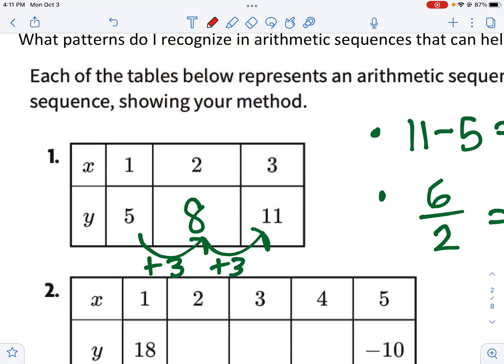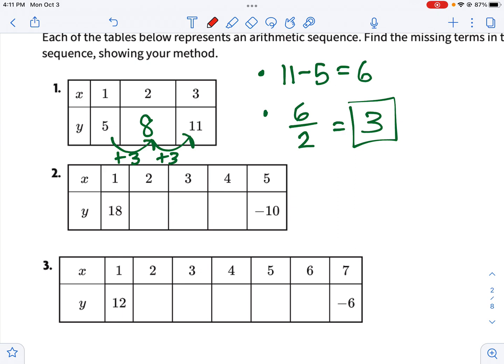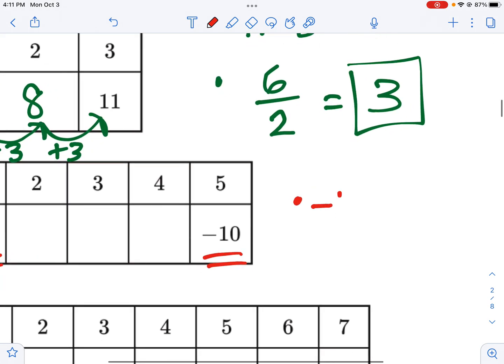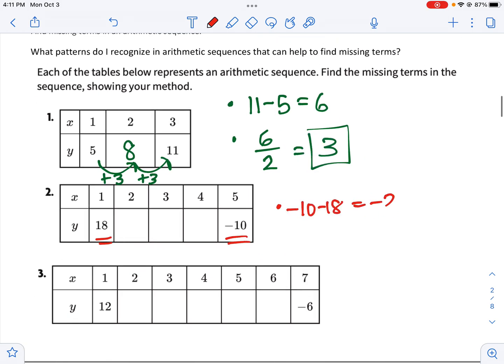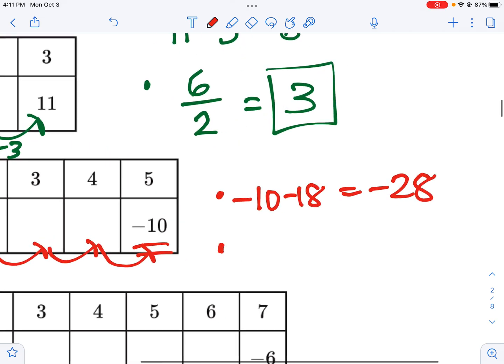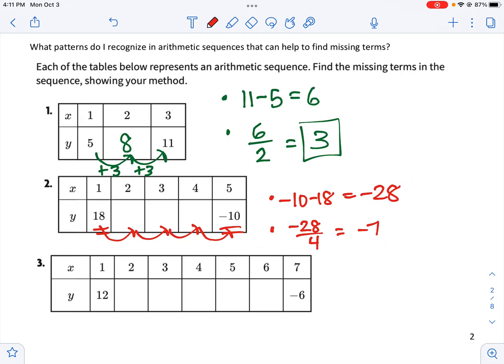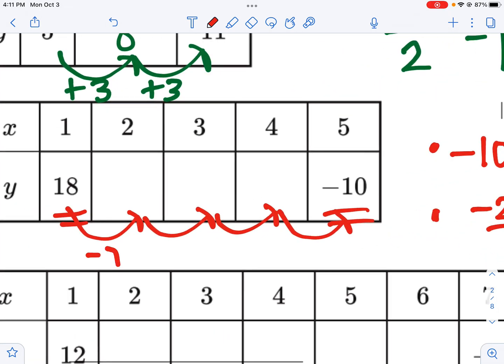So we can try that method again. First step, take our last number minus our first number to find that distance between them. So that's negative 28. And then we want to figure out how many times we're adding that number. Here it's 4. So the next step is we take that distance and divide by how many times we're adding it. And here it's negative 7. And so here we'll subtract 7 every time.